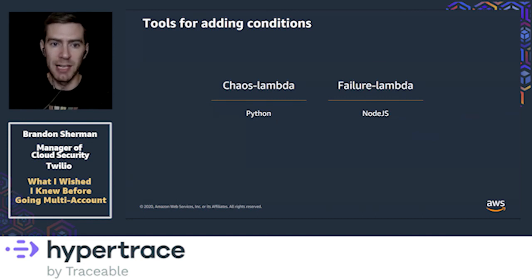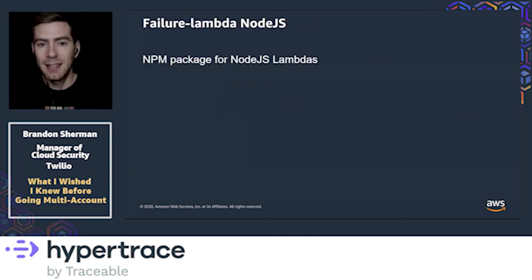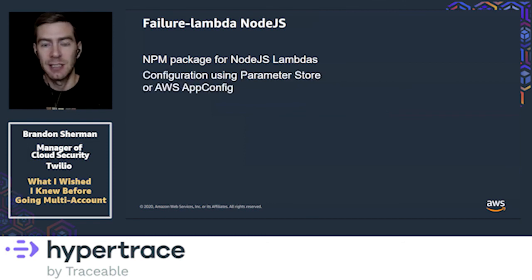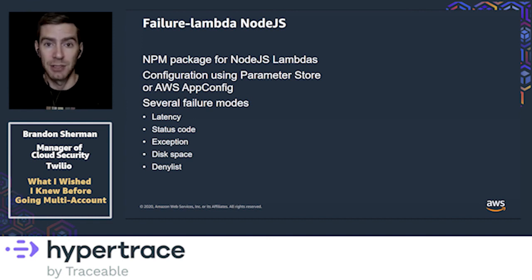So I want to show you how Failure-lambda works. It is an NPM package for our Node.js Lambdas, so we can simply install it as an NPM package. The configuration for this is something that we store as a parameter, either in Systems Manager Parameter Store or using AWS AppConfig. AppConfig is a service that's great for storing configuration and keeping it separate from our code. So those are the two options for storing the configuration of Failure-lambda. It has several different failure modes that we can use. Many of them are examples that I mentioned before, for instance, adding latency to each Lambda invocation.